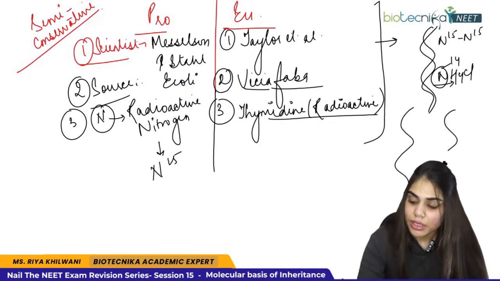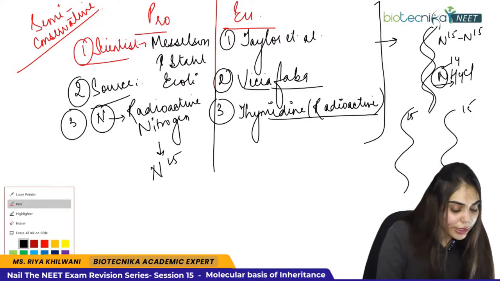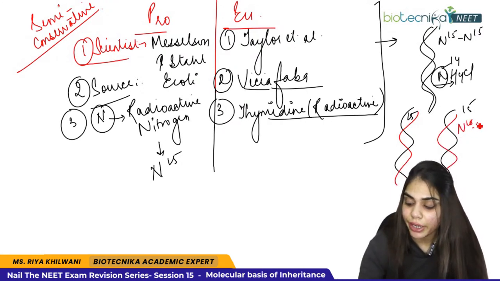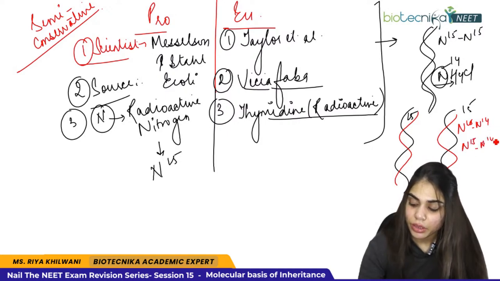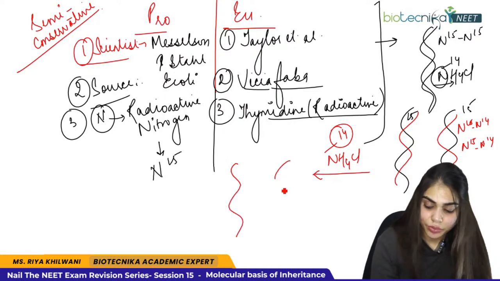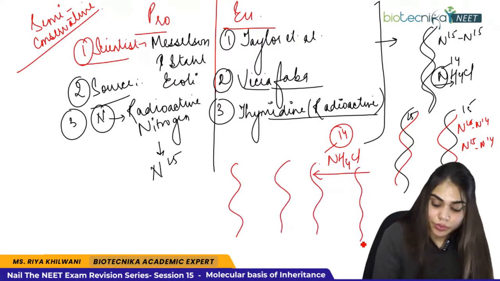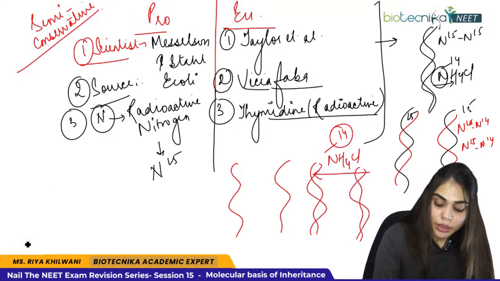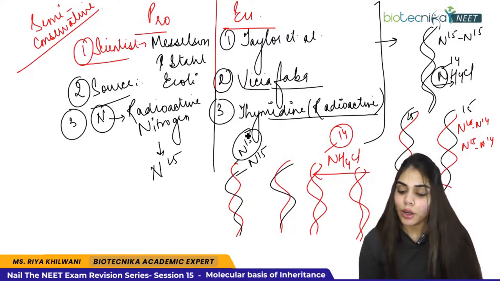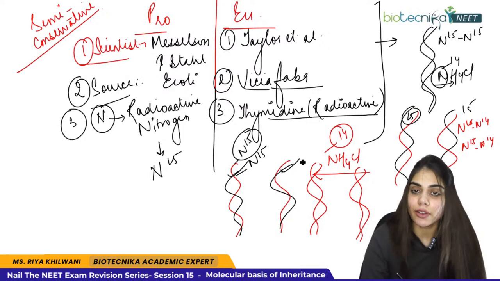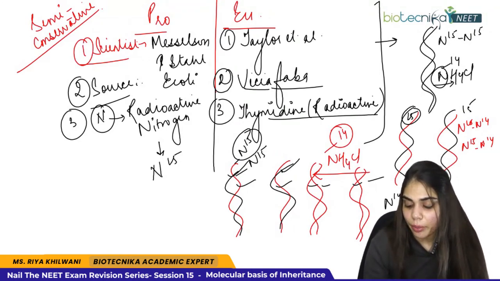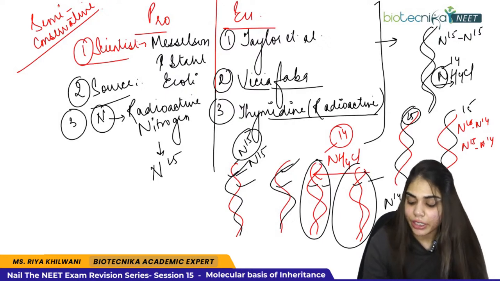Suppose this is 15, this is 15, and again this will have 14, this will have 14. So what are you seeing here? You are seeing a hybrid, N15 and N14 hybrid. Again, if you subject this to another round of replication, this time again with N14, what will happen? You will have two hybrids as well as the rest of the progeny DNA. How two hybrids? Suppose this is N15, N15 will come here, again N15 will come here, and the rest N14 will be made. So you will have the N14 combination just like here, as well as the N15 combination.